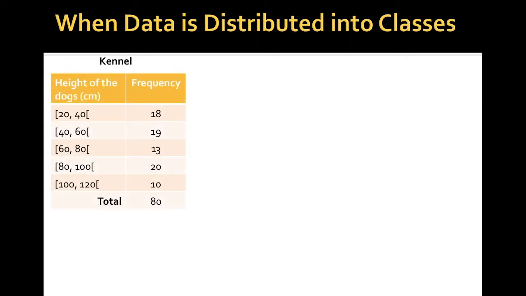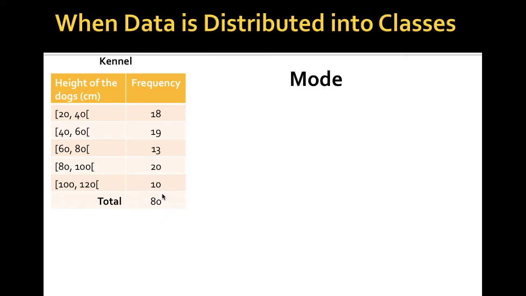Here's an example of when data is distributed into classes. You'll see that instead of having the height of each dog, like somebody has 20 once, somebody has 20 another time, and so on, I've separated them into intervals. Between 20 and 40 centimeters, there's 18 dogs. Between 40 and 60 centimeters, there's 19 dogs, and so on all the way to 120. And my total of dogs is 80.